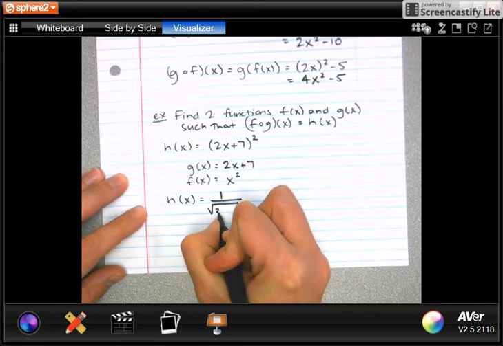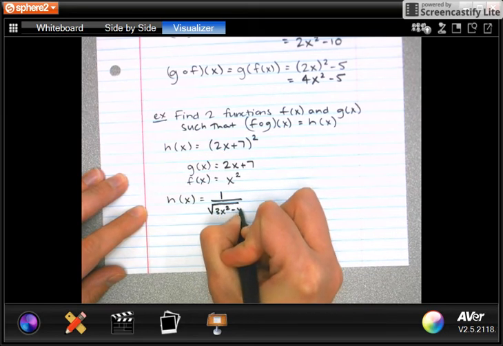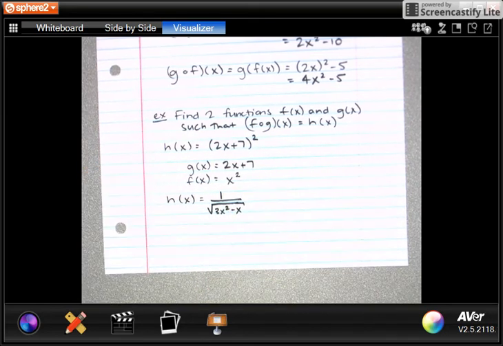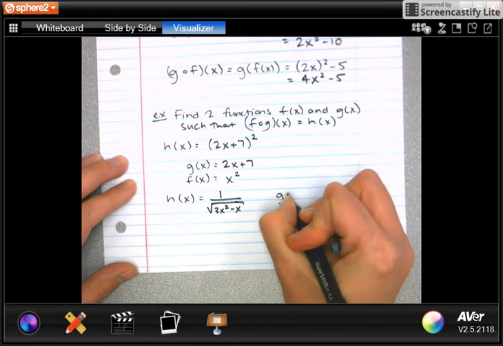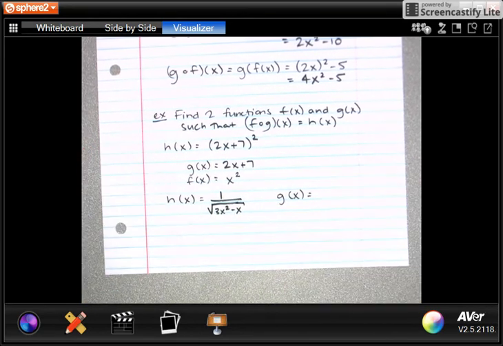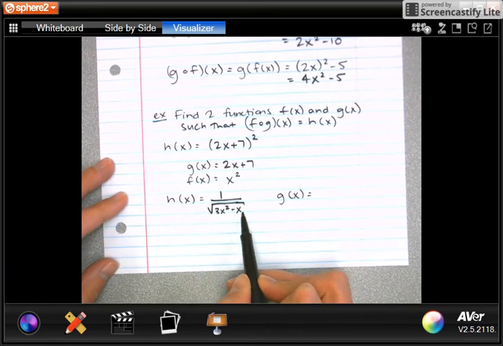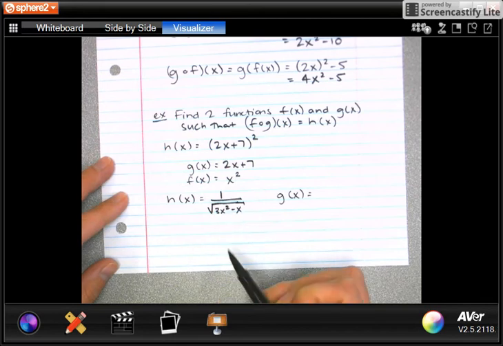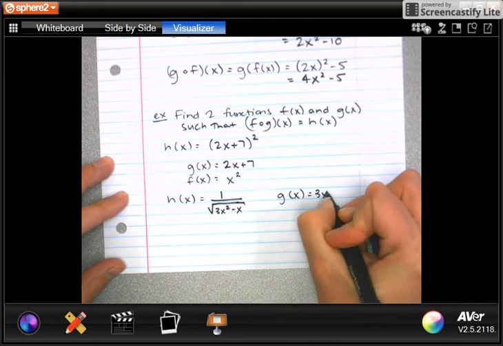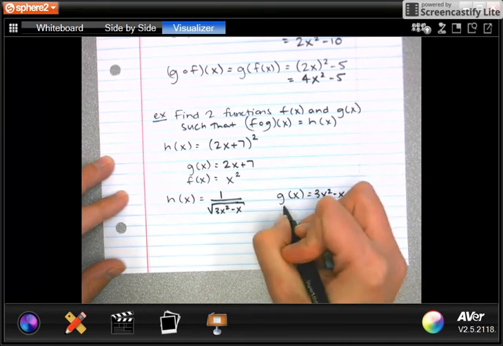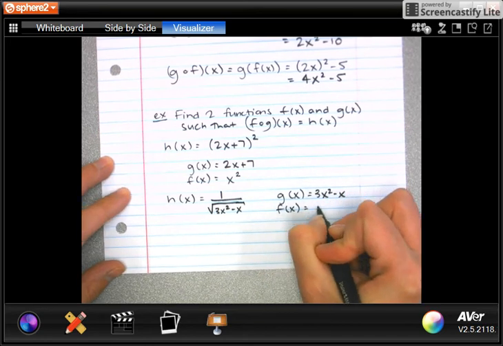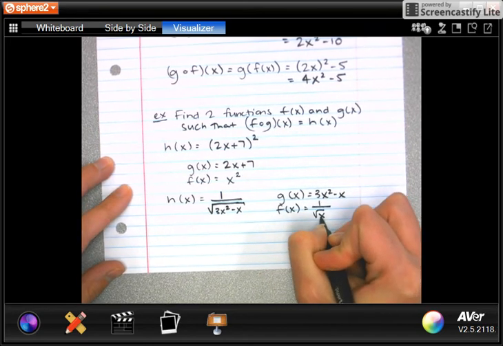Now these definitely have multiple solutions. I'm just picking out probably the most obvious. So again, I would assign g of x to be something on the inside. Now, I might say that g of x is this stuff under the square root on the bottom, which would make my f of x function 1 over the square root of x.